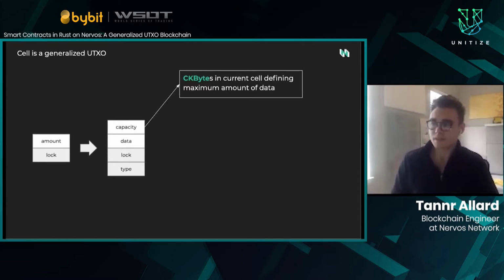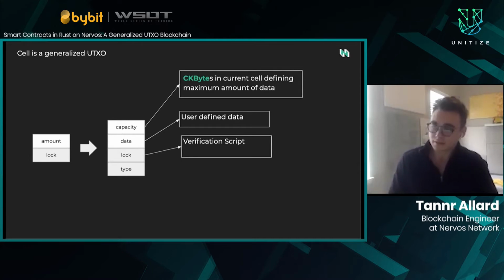Capacity is measured in bytes, or what we call CK bytes, and that's actually the native currency of the chain as well. So a cell has a particular capacity, and it cannot occupy more bytes than the capacity indicated in its capacity field. Data is user-defined data, so that can be anything. It can be executable code, or it can be any sort of state that you wish to store in the cell, right?